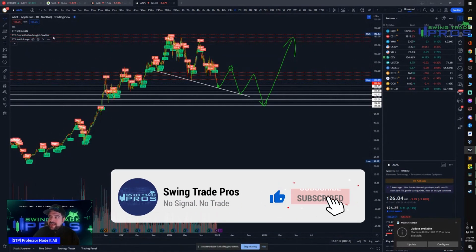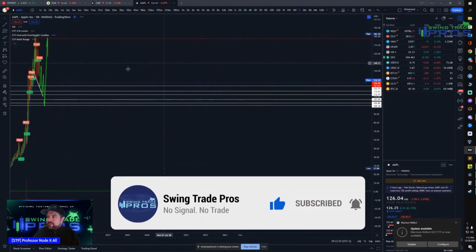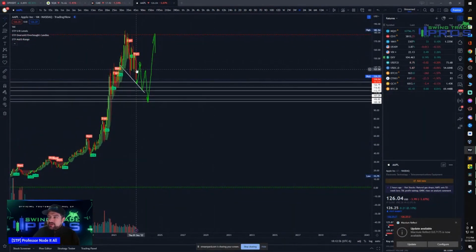So this is the STP Multi Range Indicator that we will be releasing soon. You guys can see we're printing a monthly short signal that's going to close here in 2 days at the end of this month.